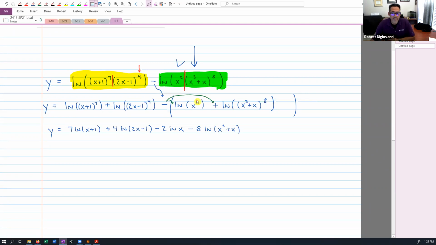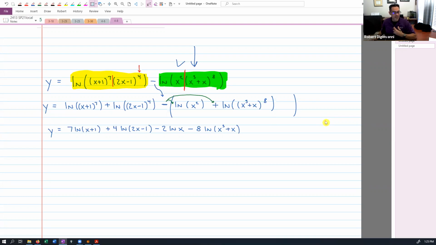Okay, do y'all see what I did? Use that other property of logs that says if you have natural log or any log of something to a power, the power can drop out front. So I dropped the 7 out front. I dropped the 4 out front. Here I had a minus, but then I dropped the 2 out front. Here this minus came through, but I dropped the 8 out front. And at this point, I have expanded this expression out. And now I'm ready to take the derivative.